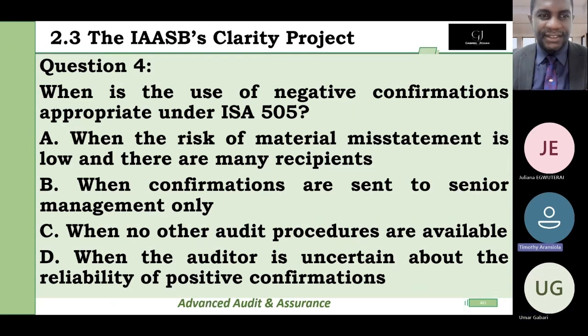T for dog. Okay, you go with D. Okay, T is going for D too. All right. So U and J, what's your pick? When is the use of negative confirmation appropriate under ISA 505?